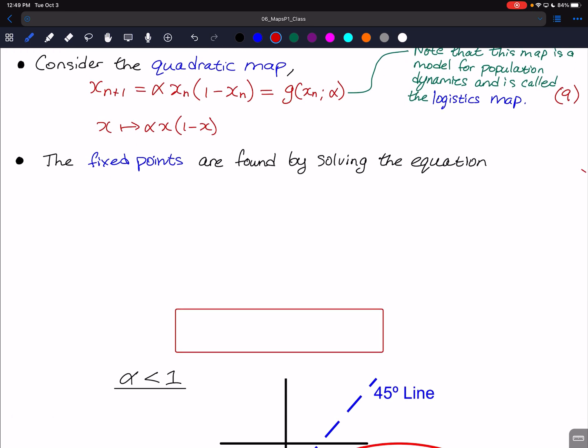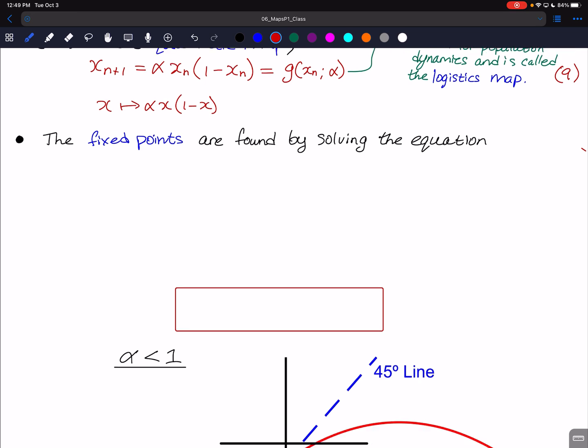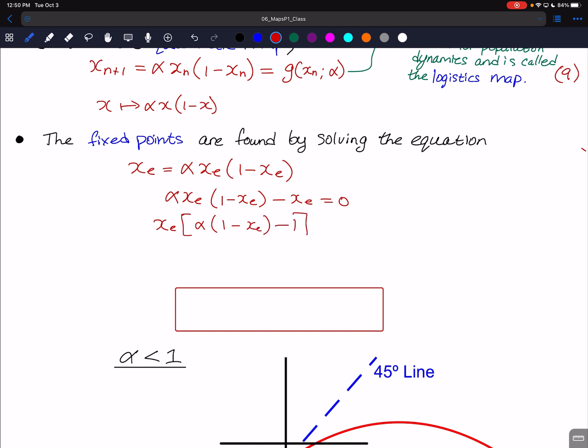All right, so we're going to compute the fixed points by solving the following equation, which is that xe should be equal to alpha xe times (1 minus xe). We could just bring that xe over. From here, we can actually factor out an xe. We get xe multiplied by [alpha times (1 minus xe) minus 1], all that's equal to 0. So right off the bat, we'll find that xe equal to 0 is one fixed point for this map. If we take what's inside of the square brackets, we get alpha times (1 minus xe) minus 1 equal to 0.